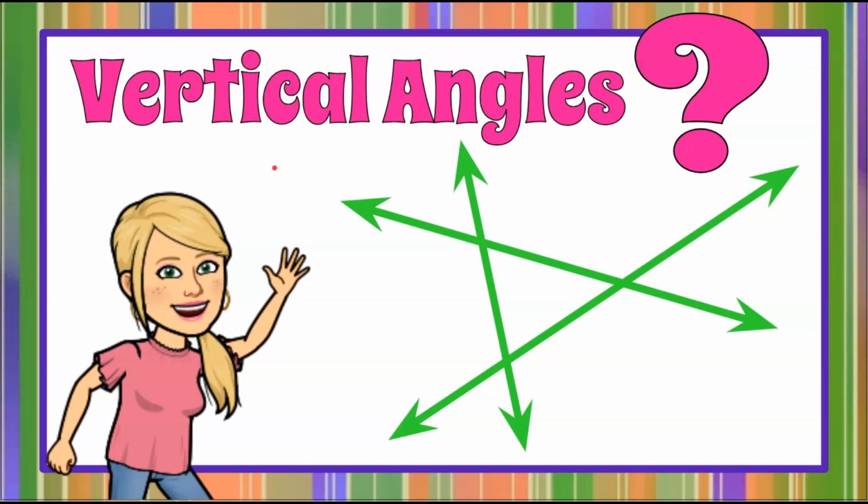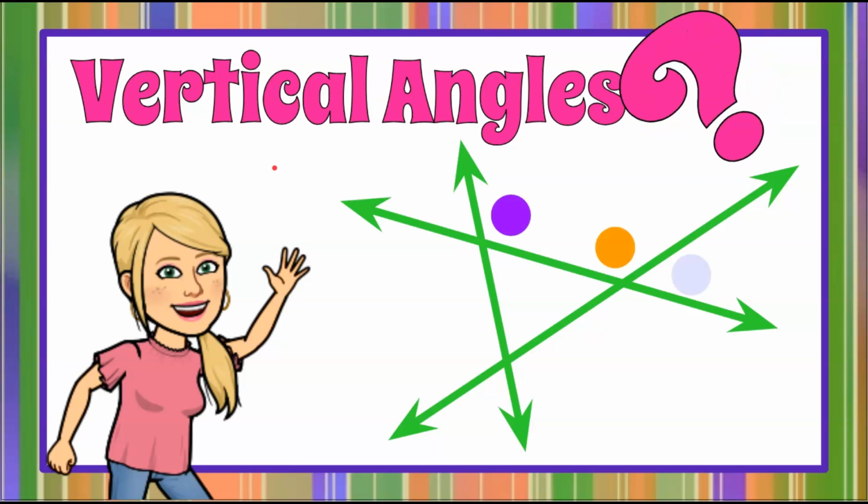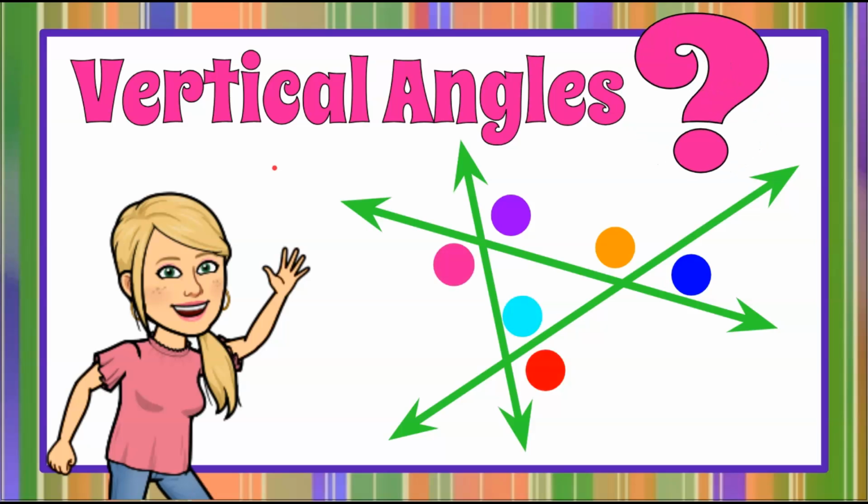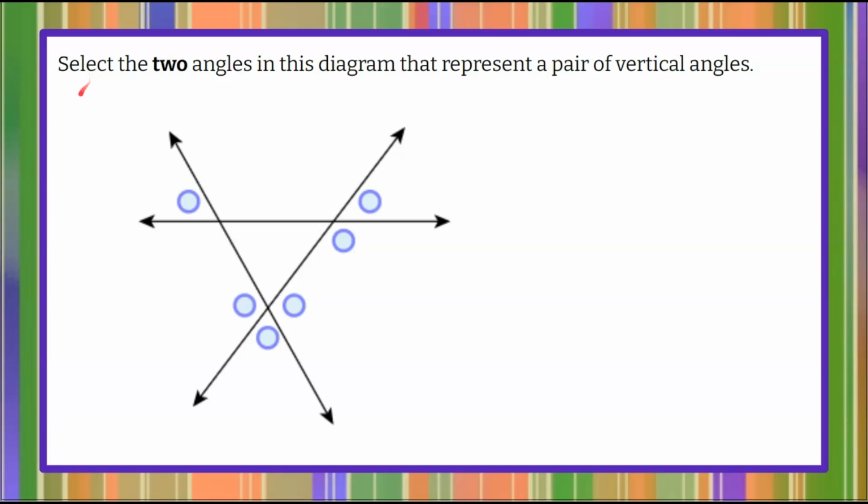It's the magic of math here, and today we're talking vertical angles, looking at intersecting lines. Here we go. We are asked to select the two angles in this diagram that represent a pair of vertical angles, and you're going to use this figure and make your answer choice. So please pause the video now, make your answer choice selections, and then come back to see mine.